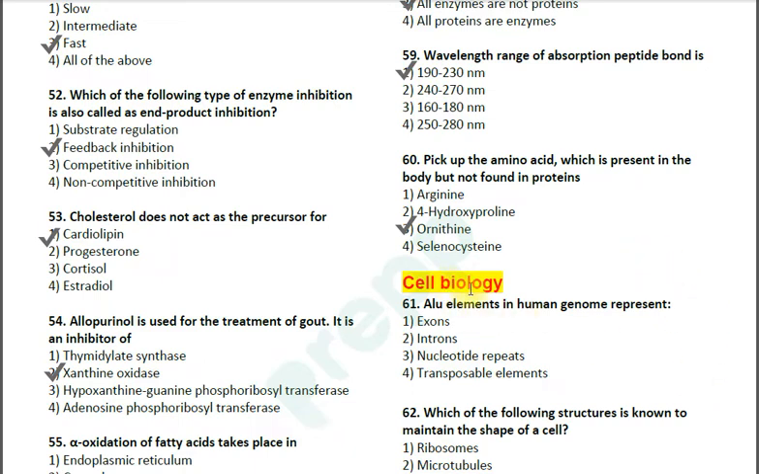Now next questions are from cell biology. The question number 61. ALU elements in human genome represent option 1, exons, option 2, introns, option 3, nucleotide repeats, option 4, transposable elements. The correct one is option number 4, transposable elements. Actually, the ALU elements are retrotransposons and they cause the transcription of nearby genes.